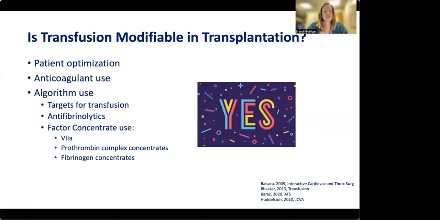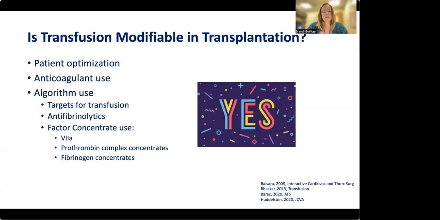What algorithm use has shown us in cardiac surgery and is, I think, directly applicable to this population is that any algorithm use allows for teams to set targets, communicate well about what's an appropriate target for that patient and what therapies are going to be available for use. And that in itself is very, very helpful, both in the OR and in the ICU.